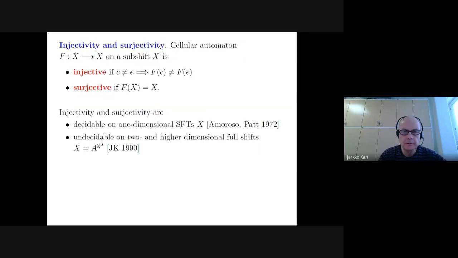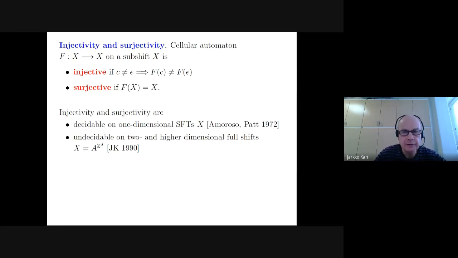So let me, as an example, show you how we can decide now injectivity and surjectivity. Just to remind you of the definition, a cellular automaton is called injective if different configurations have different images. So every configuration has at most one pre-image. And it is surjective if every configuration has at least one pre-image. And this can be defined on any subshift X, but if you like, you can just think of the whole configuration space in place of X. But this works also on subshifts.